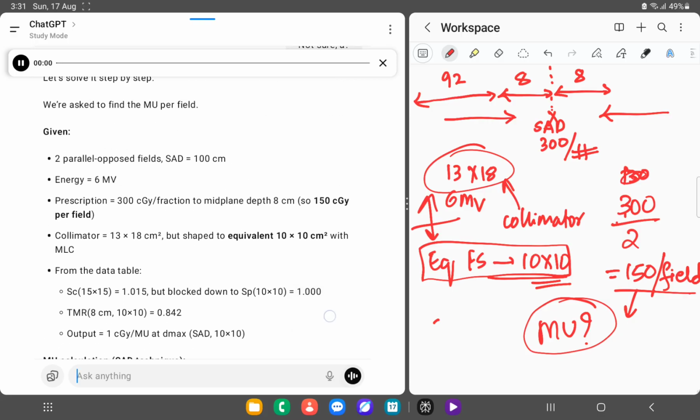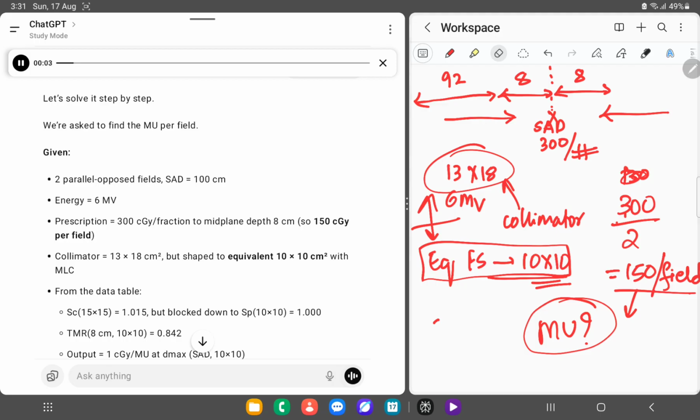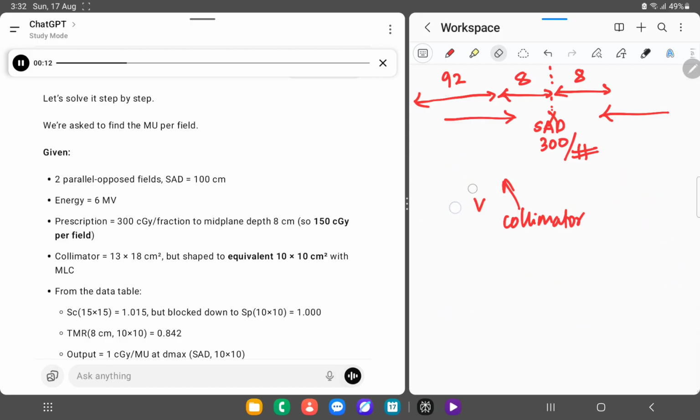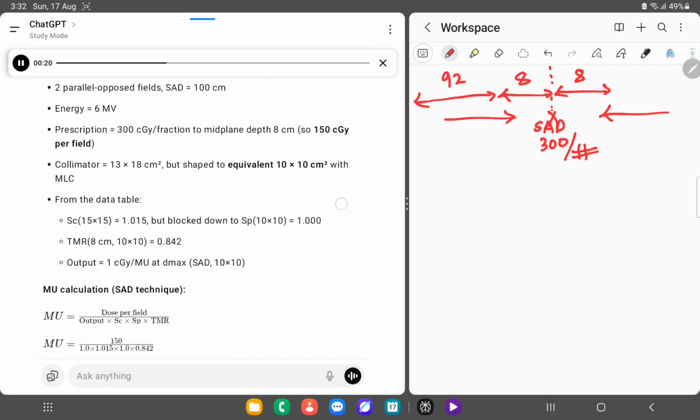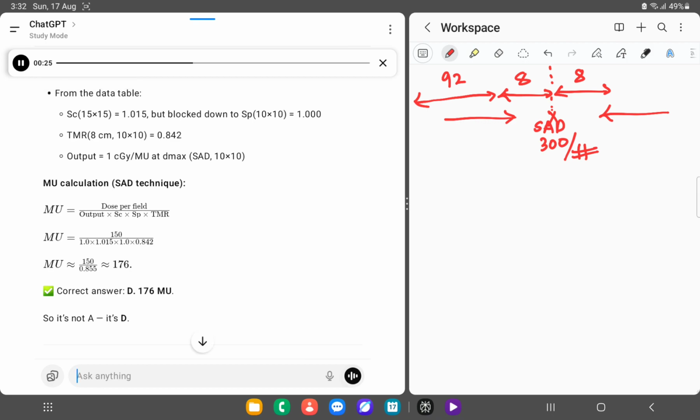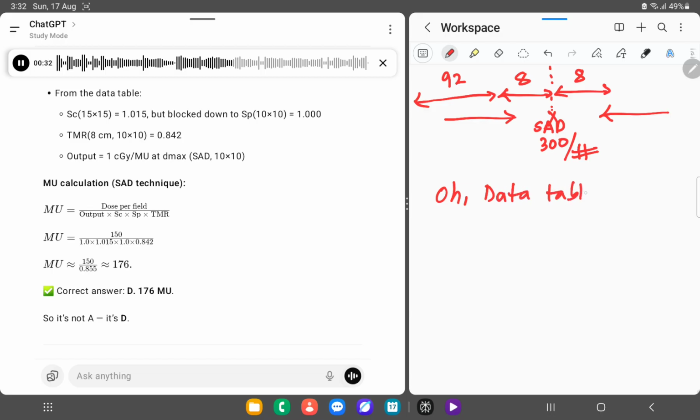Let's solve it step by step. We're asked to find the MU per field. Given are two parallel opposed fields, SAD equals 100 centimeters, energy equals 6 MV, prescription equals 300 cGy per fraction to midplane depth 8 centimeters, so 150 cGy per field, collimator 13 by 18 centimeters squared, but shaped to equivalent 10 by 10 centimeters squared with MLC. From the data table, Sc 13 by 18 is 1.015, but blocked down to Sp 10 by 10 equals 1.00, TMR at 8 centimeters for 10 by 10 equals 0.842, output equals 1 cGy per MU at Dmax, SAD, 10 by 10.